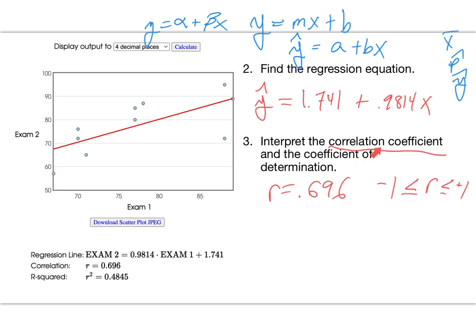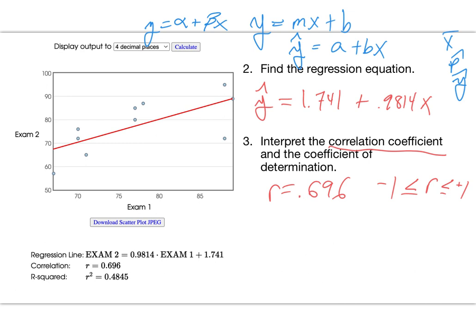So interpreting the correlation coefficient, since R is 0.696, there is a weak to moderately strong linear relationship in the positive direction, which means as exam 1 scores go up, I would expect, that's the hat, I would expect the exam 2s to also go up. So in the interpretation, there's that which means, and then you explain it in context of what the question was asking. So that's the correlation coefficient.